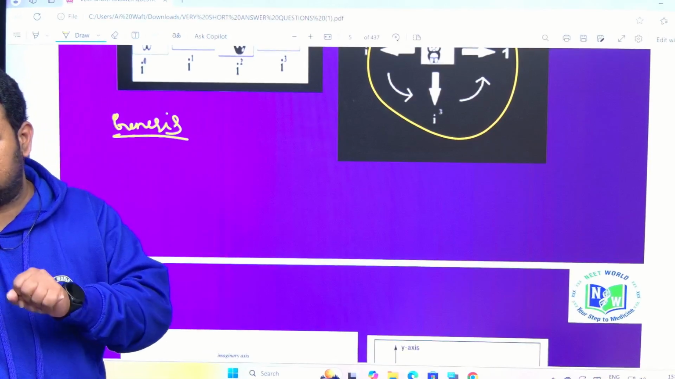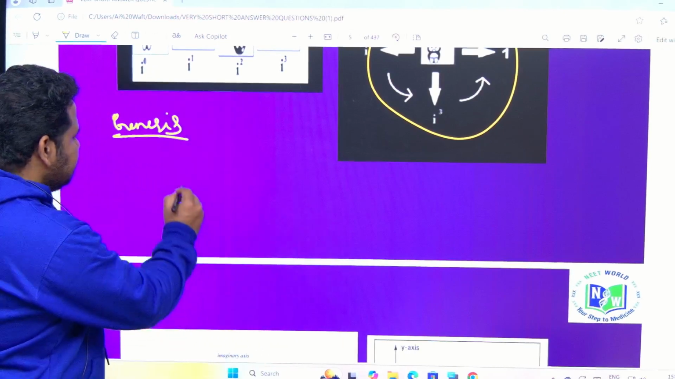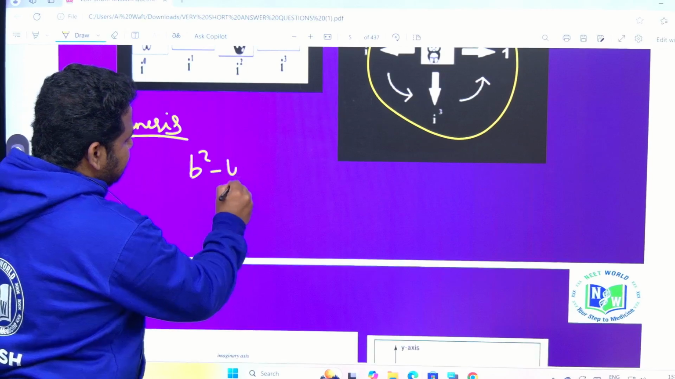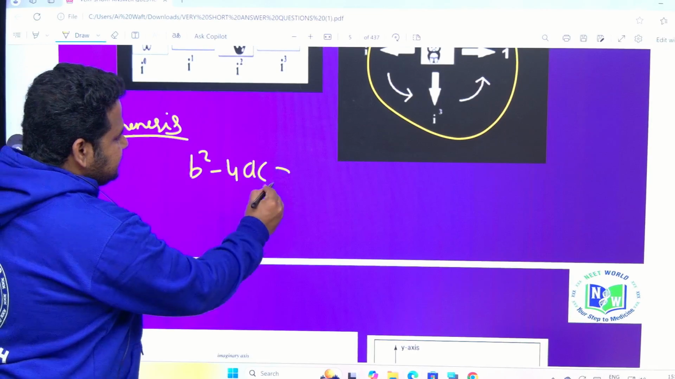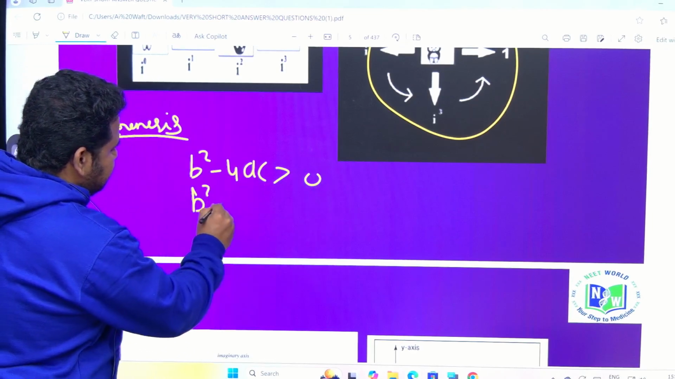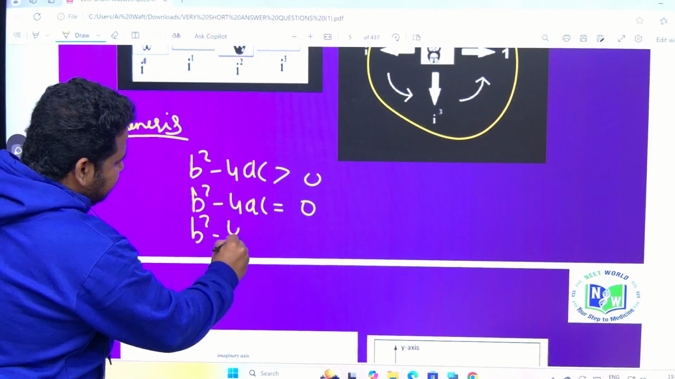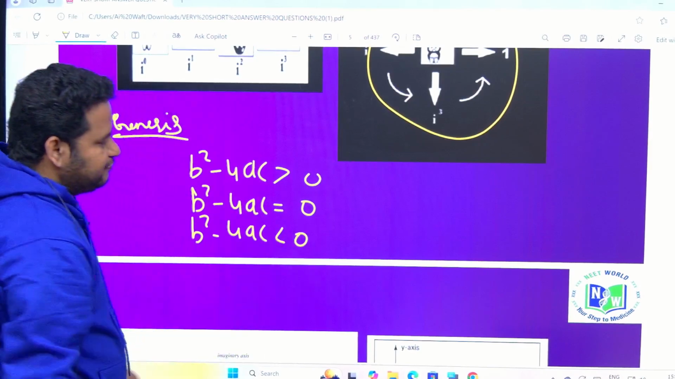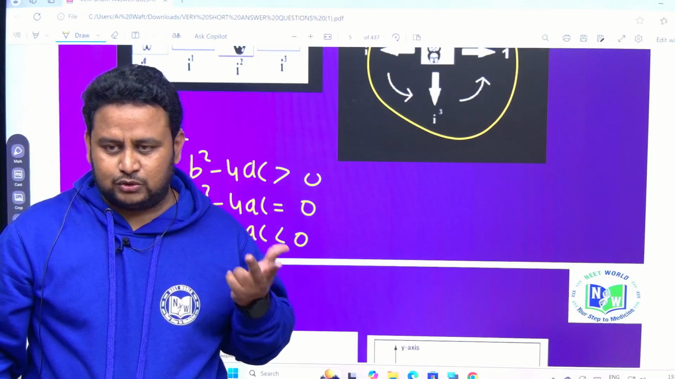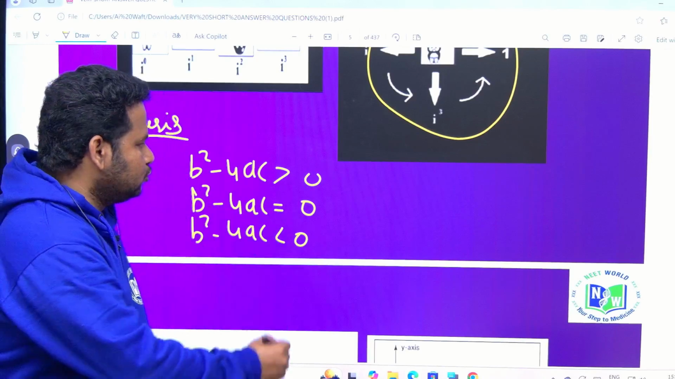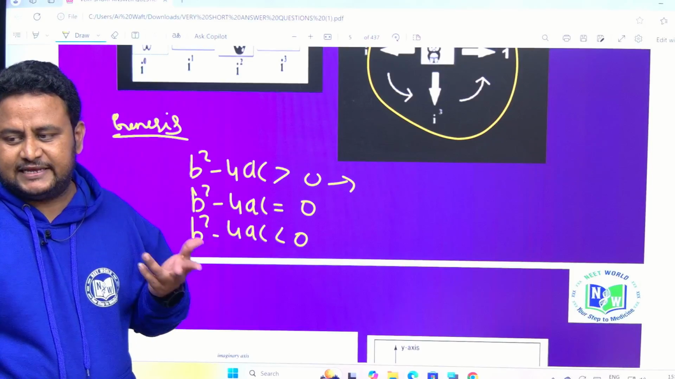So in your lower classes, you must have studied something called Sridhara's formula. In Sridhara's formula, there is something called the discriminant, where you will see b square minus 4ac. If it is greater than 0, you learned that there are two roots and distinct roots. Two roots and distinct means different roots. Equal to 0, two roots but equal and same roots.